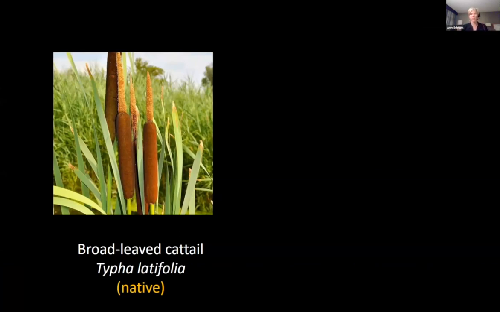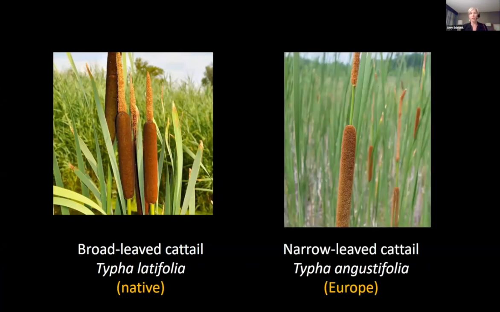So to back up a little bit, in case you're not clear about what a hybrid cattail is, we do have a native cattail in Minnesota called the broadleaf cattail, Typha latifolia. And we also have a narrow-leaf cattail, which is non-native. It came from Europe, called Typha angustifolia. People are always wondering how to tell these apart.